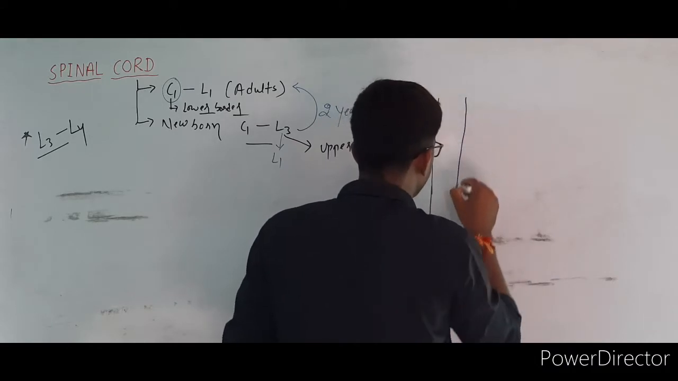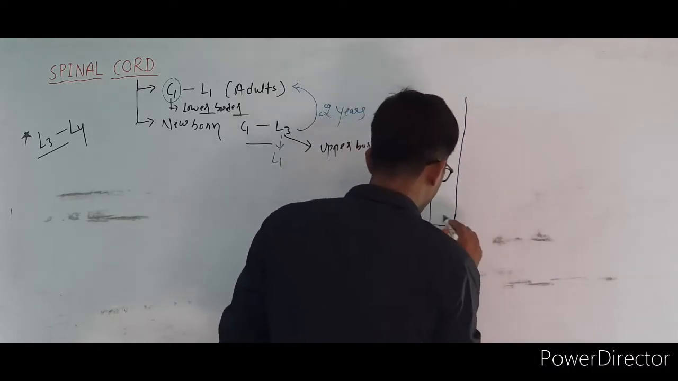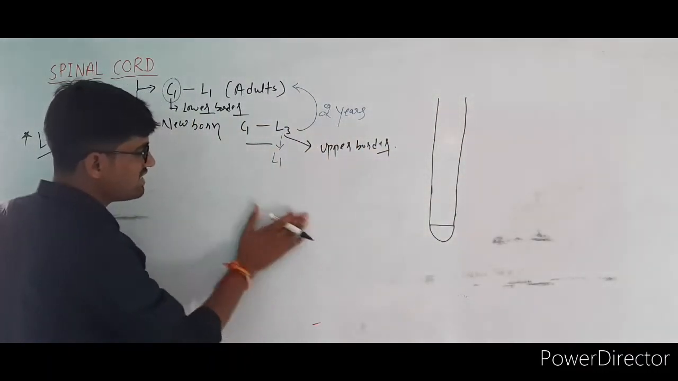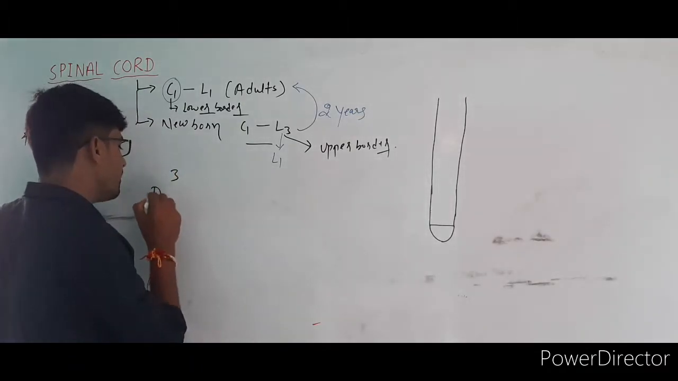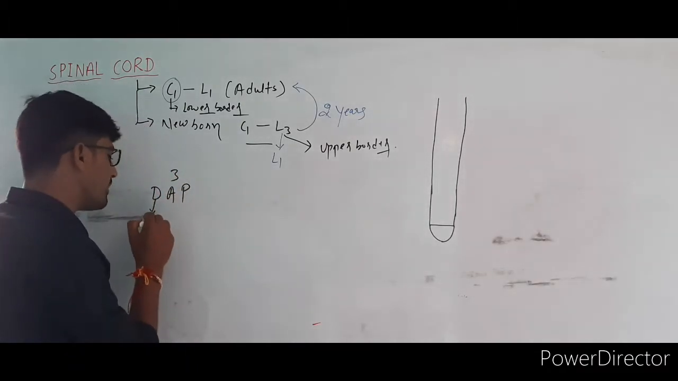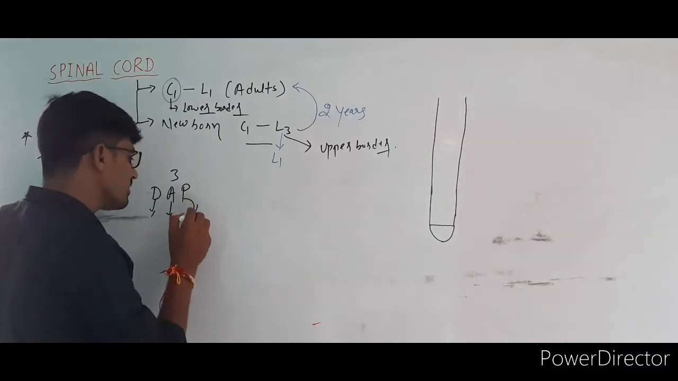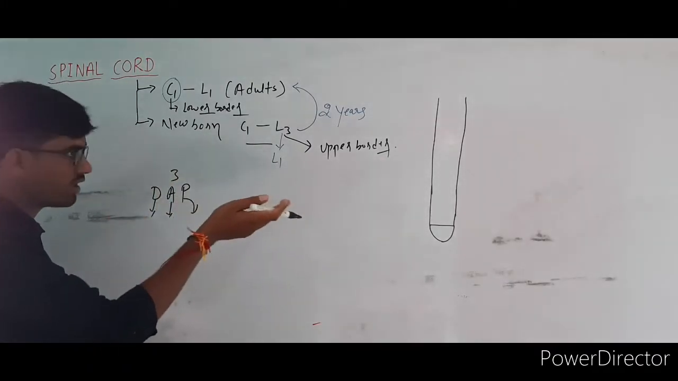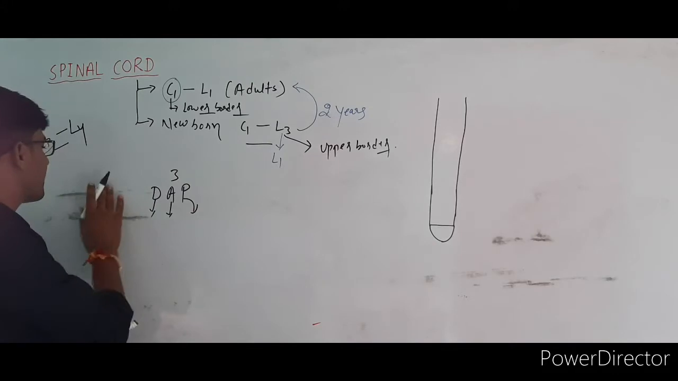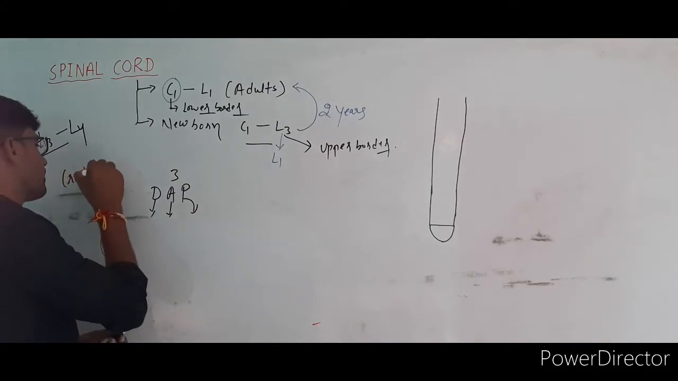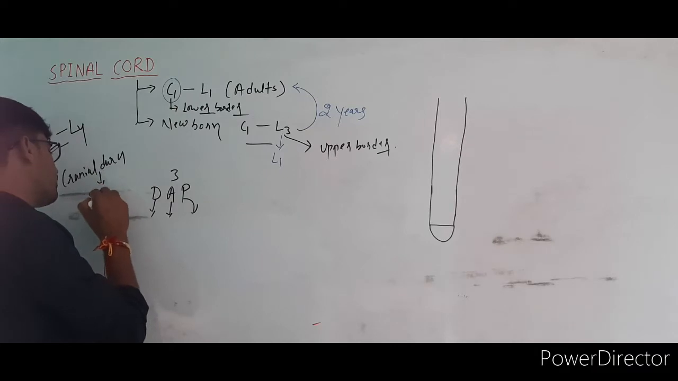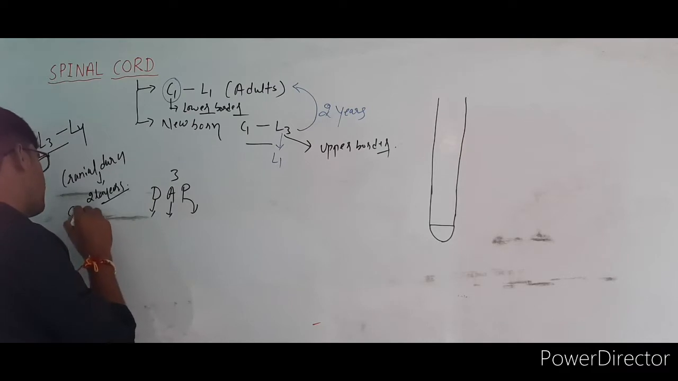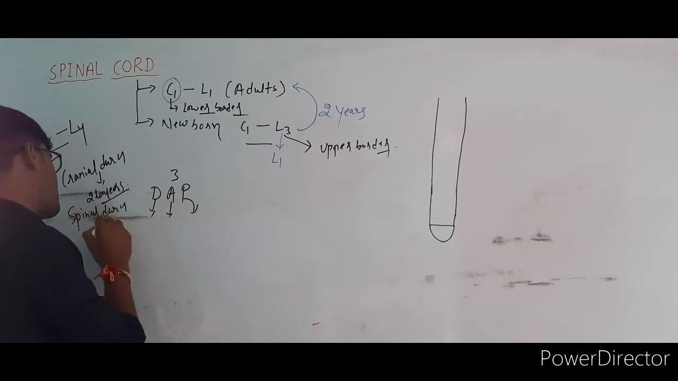This is the spinal cord. You know, in the cranium there are meningeal layers, right? So 3, that is the DAP. D means dura mater, A means arachnoid membrane, and P means pia mater. The same is here; there are also 3 layers. What is the difference? The cranial dura has 2 layers, whereas the spinal dura has 1 layer.